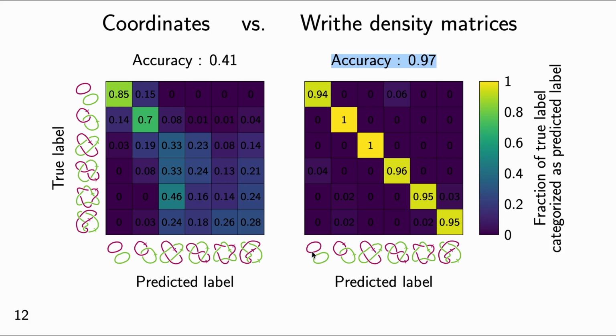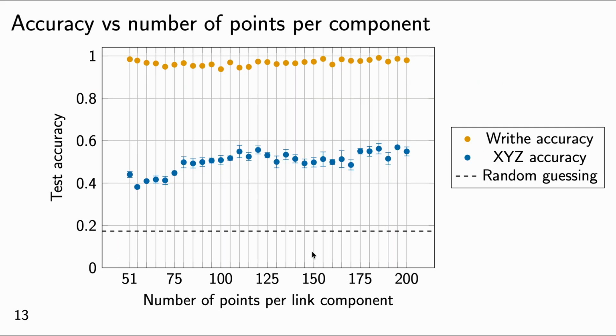Now, at this point, I just want to point out that when we made an arbitrary choice earlier of extending the links, we extended them to an arbitrary number of points. We could have extended them very, very large, or a little bit, so that we had larger or smaller links. If we plot the accuracy of both the Writhe trained network and the XYZ trained network as a function of the number of points per component, they're pretty much constant. XYZ varies a little bit, but that's just telling you XYZ isn't learning anything. It's grasping at straws. Don't worry about XYZ. The key point here is that Writhe is doing very well.